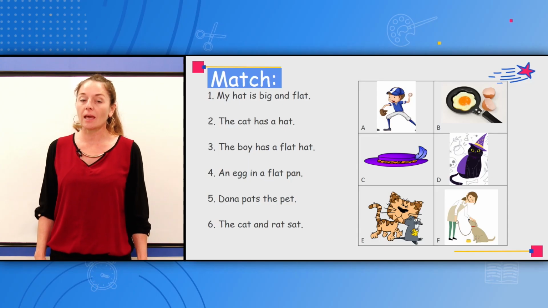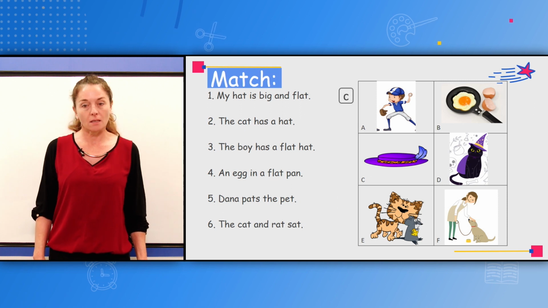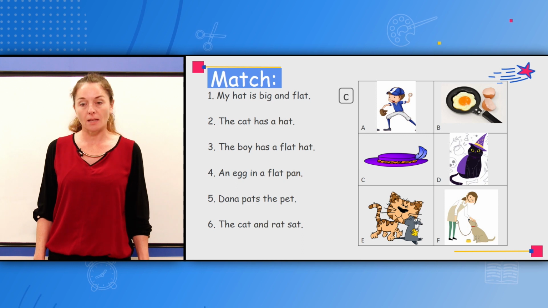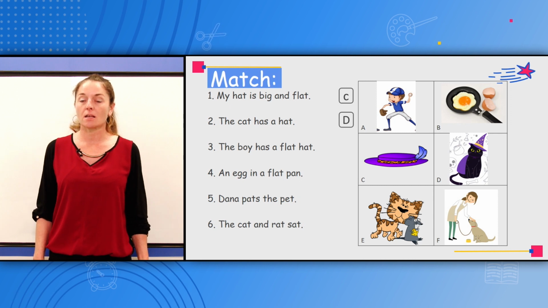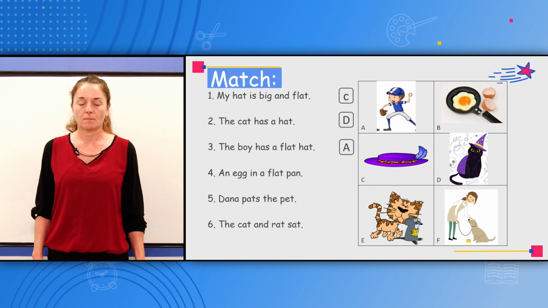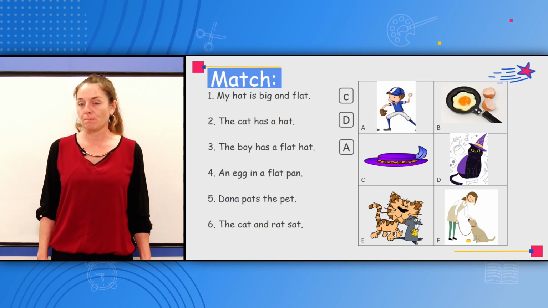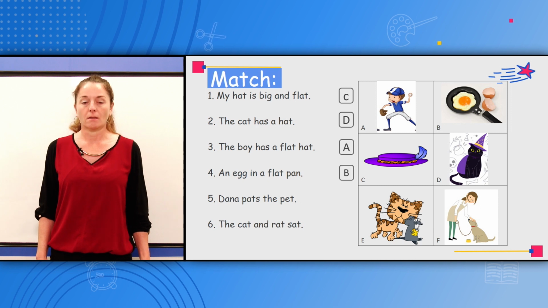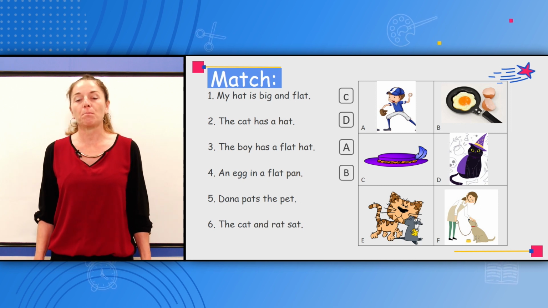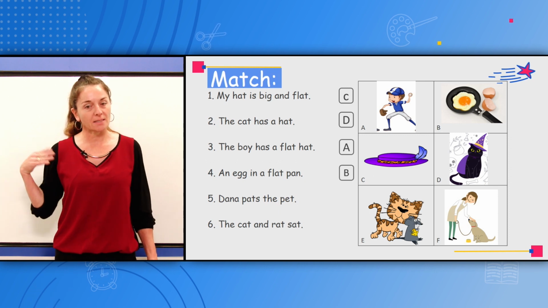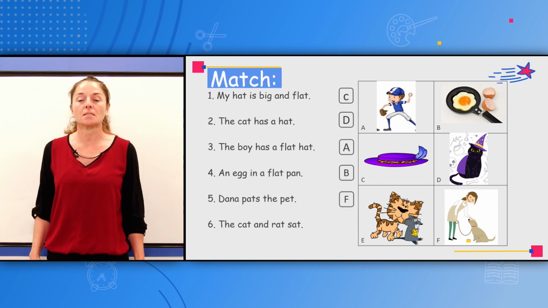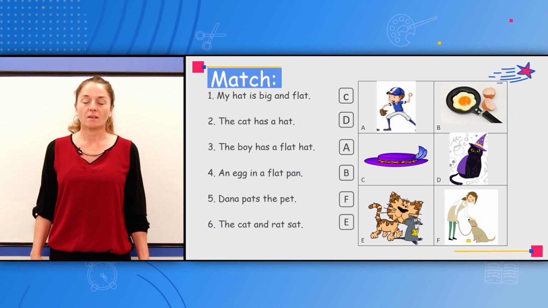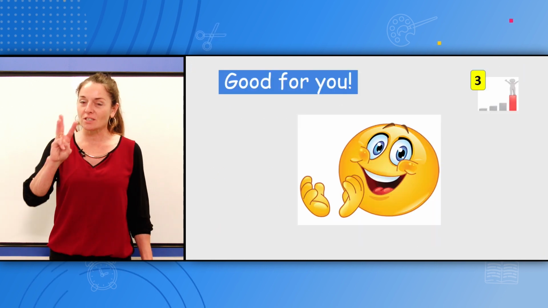Okay, let's check our work. My hat is big and flat. C. Yes. The cat has a hat. This is easy. D. The boy has a flat hat. A. An egg in a flat pan. B. Dana pats the pet. F. And the last one will be the cat and the rat sat. Super. We can move on. We finished the third stage.